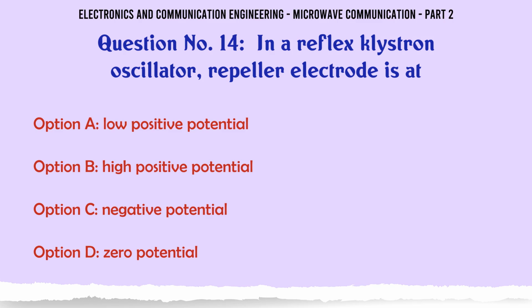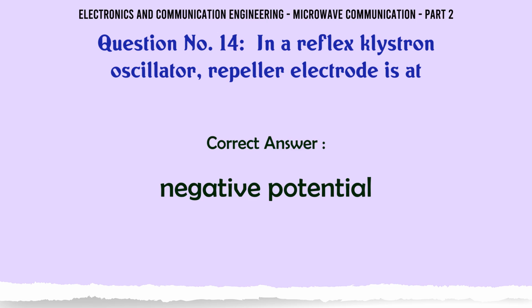In a reflex Klystron oscillator, repeller electrode is at A: low positive potential. B: high positive potential. C: negative potential. D: zero potential. The correct answer is negative potential.